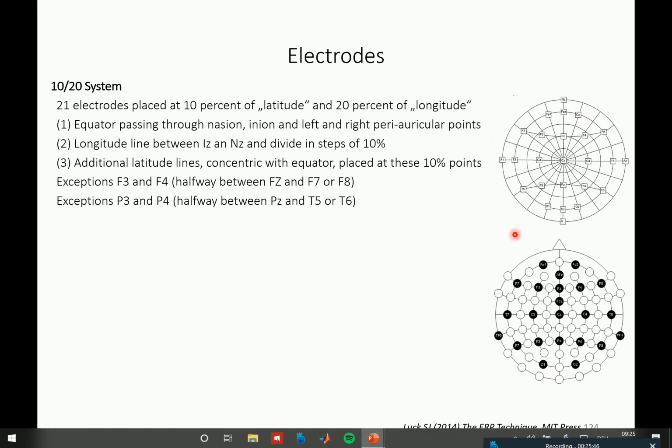This is something that you will always read in papers, that people essentially place their electrodes according to the extended 10-20 system. Why extended? Because usually we now record with 64 electrodes, and the 10-20 system was designed for 21 electrodes.